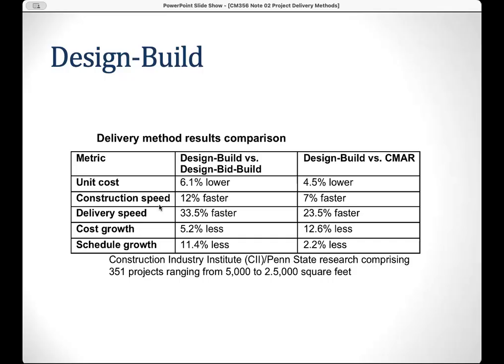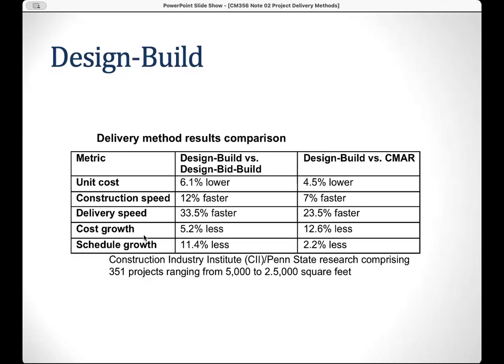For the construction speed, the DB is 12% faster than the DBB, and the DB is 7% faster than the CM at risk. So that means the CM at risk is also better than your design-bid-build, right? For the delivery speed, the DB is 33% faster than the traditional DBB. Also, CM at risk is better than the DBB, but the design-build is much faster than your CM at risk, right?